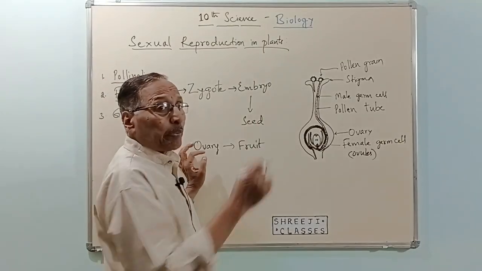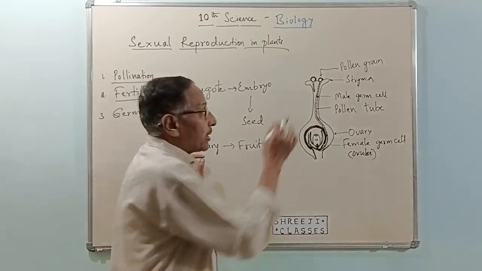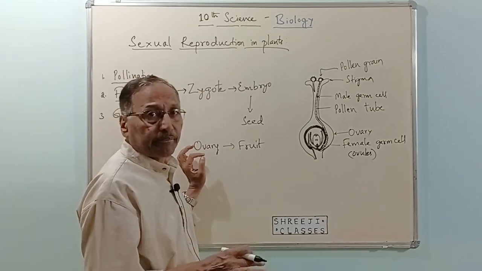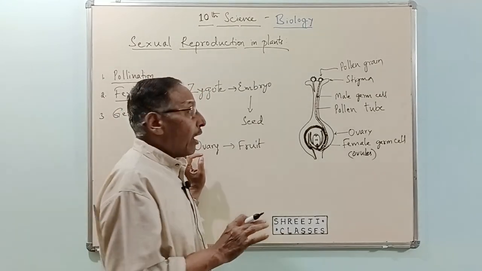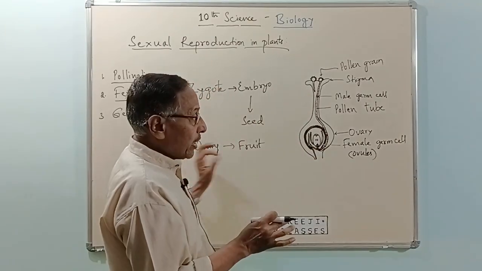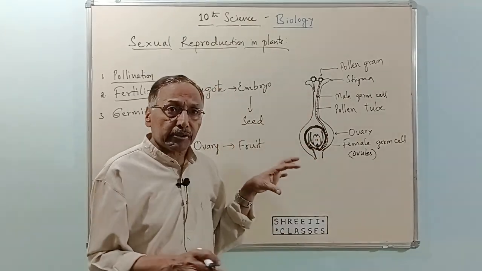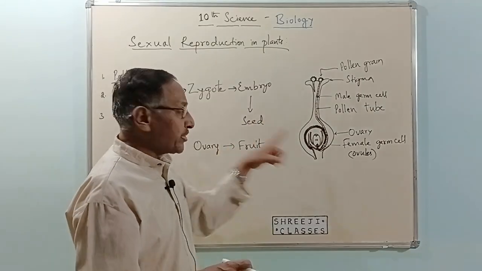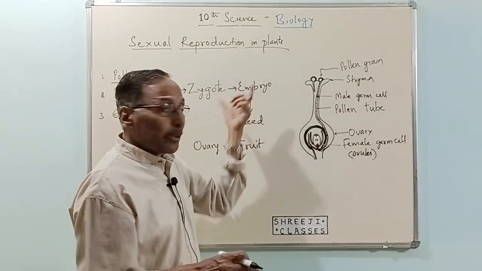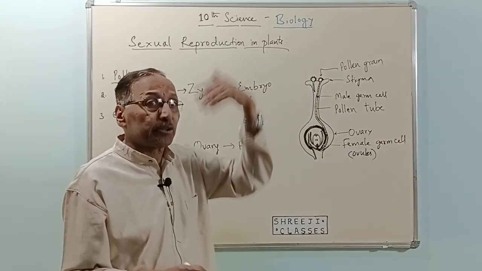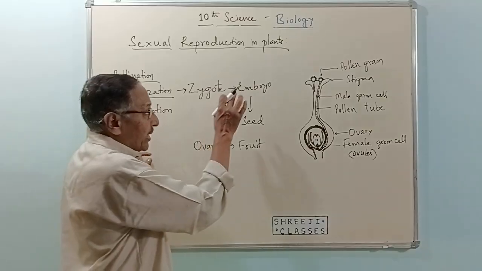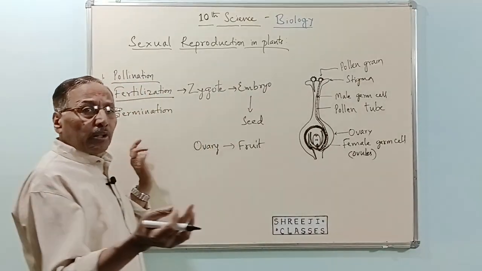Gradually, all the other parts, that is the petals, the stamens, the sepals, all fall down. They are all accessories, including the male part, the stamens. And this forms a fruit. Inside the fruit, we find the seeds. Seeds contain the embryo, which gives birth to a new plant.